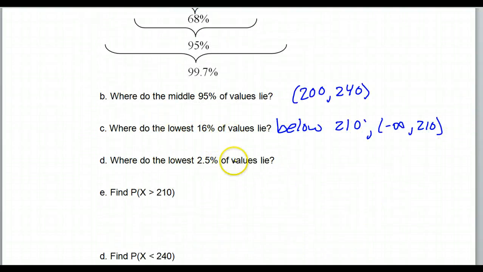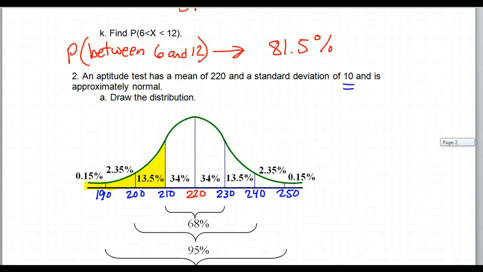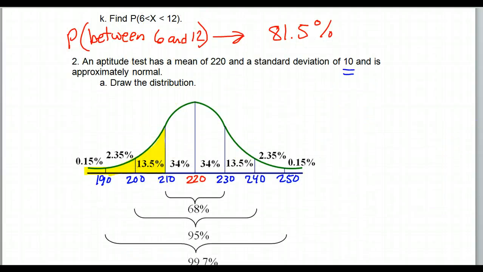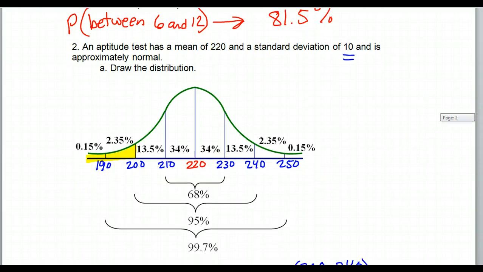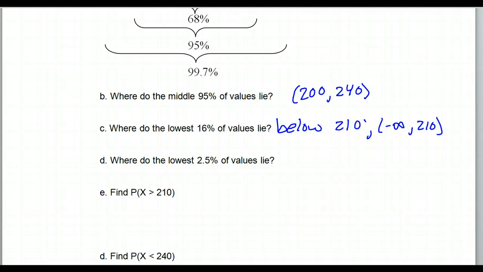Where do the lowest 2.5% of the values lie? Well, 2.5% will be just the bottom two zones. So these two zones together make the bottom 2.5%. So below 200 is how I would say that in words. I can either say below 200 or I can say negative infinity to 200.